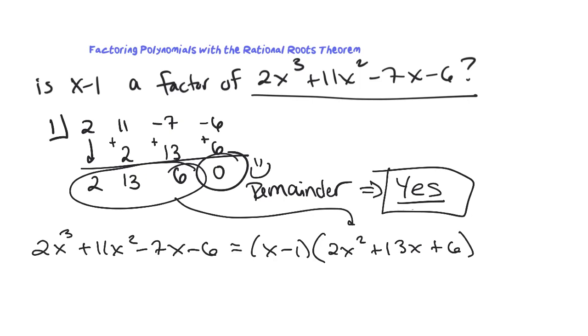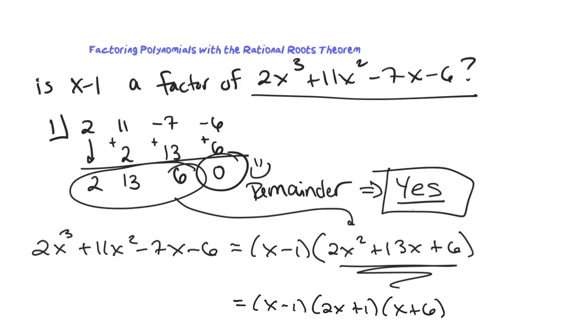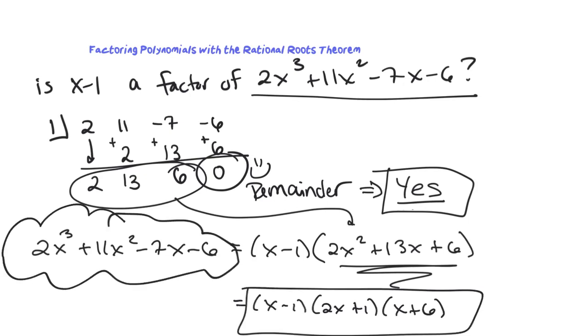And even further, if you know how to factor more, you could keep going and factor that entirely all the way through. And you could get an excellent factorization of the 2x cubed plus 11x squared minus 7x minus 6 that we weren't able to do prior to that. And that factors to be 2x plus 1 times x plus 6. So we have just successfully factored the beast 2x cubed plus 11x squared minus 7x minus 6.